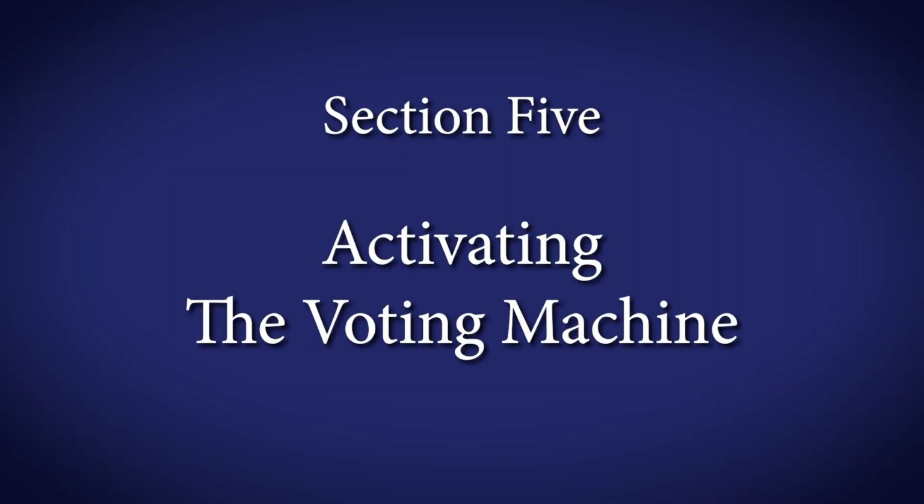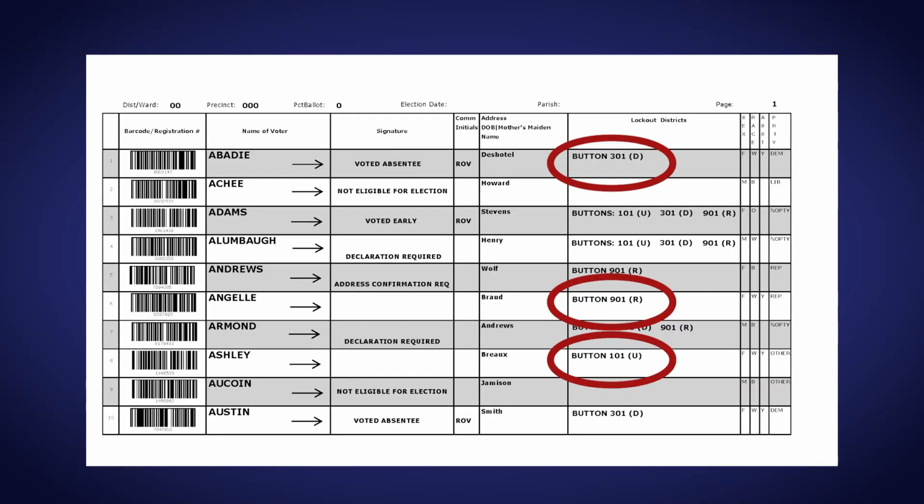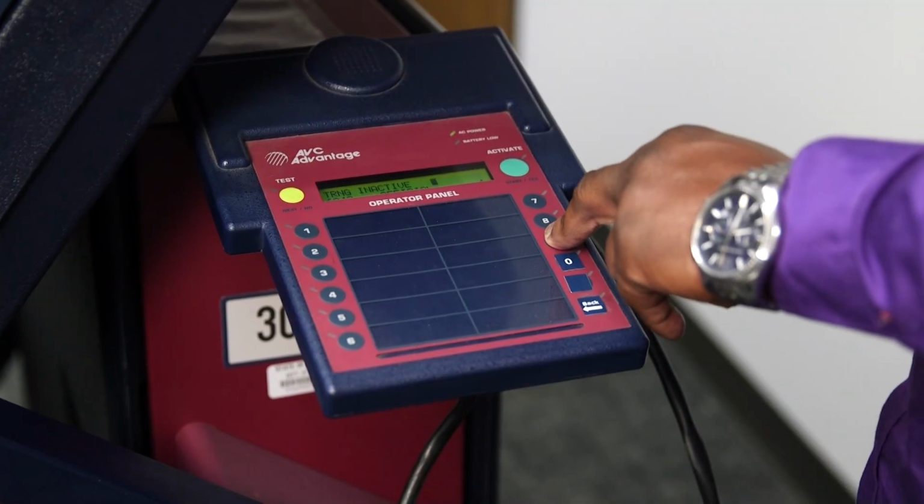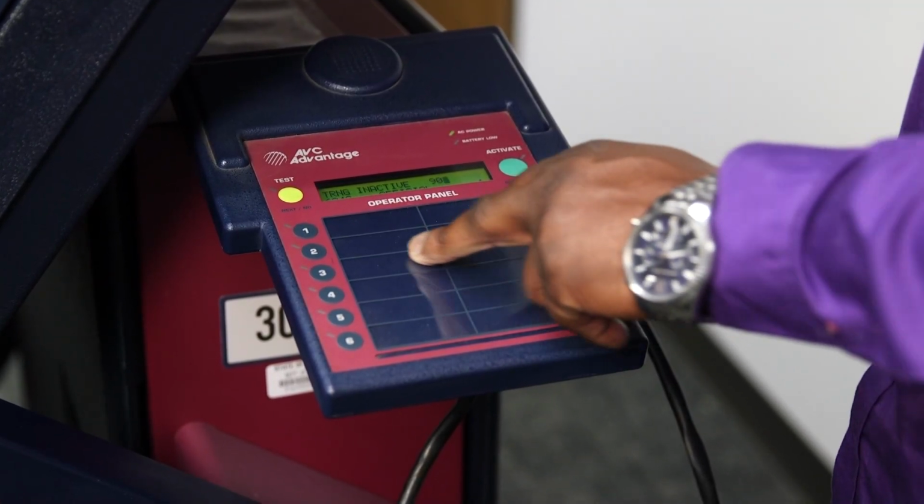Section 5. Activating the voting machine. After the voter has checked in, you will use their 3-digit lockout number located in the precinct register. For voters registered as no party, the lockout number will be the button sequence number circled by you, the commissioner, as reflected by the voter's choice on the declaration of ballot choice form. To activate the machine for a voter, you will press the voter's 3-digit lockout buttons on the operator panel.